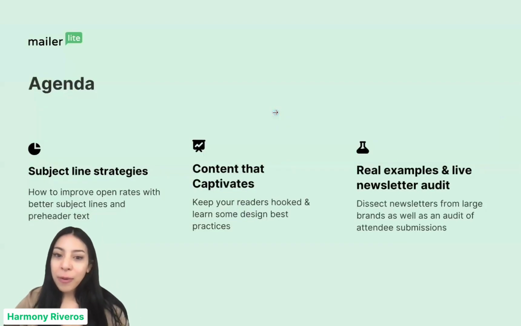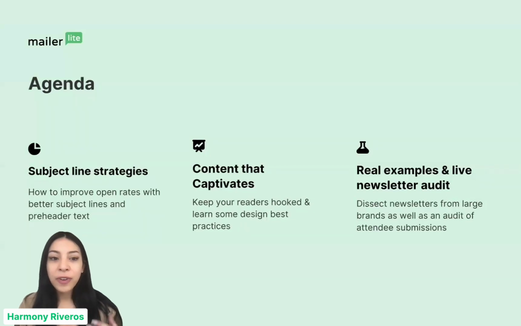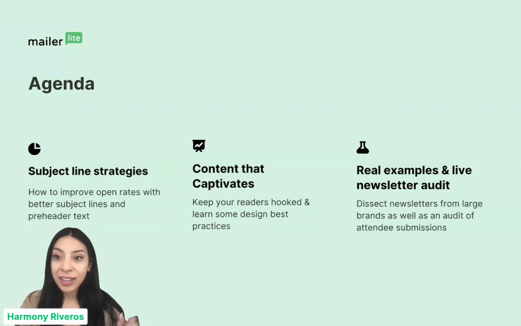So just to go over what we'll be talking about today. First, we'll go over some subject line strategies. Just talking about newsletters, we'll start with the beginning, which is subject lines. So how to improve open rates with better subject lines, as well as pre-header text. So we'll go over what all of this is and strategies to improve these things and things you can implement in your newsletters with your subject lines.